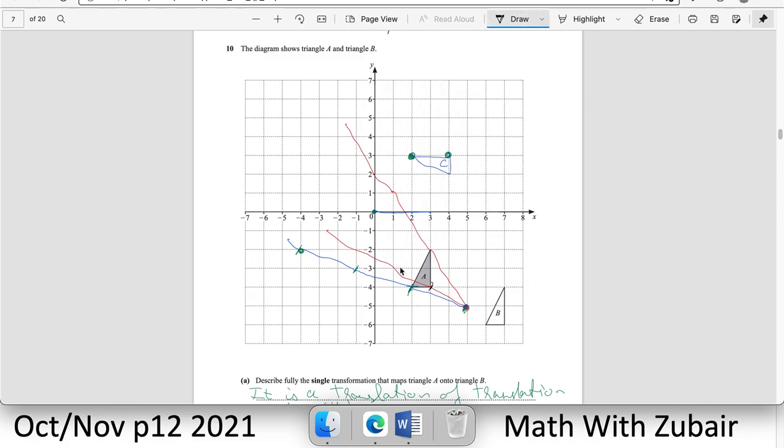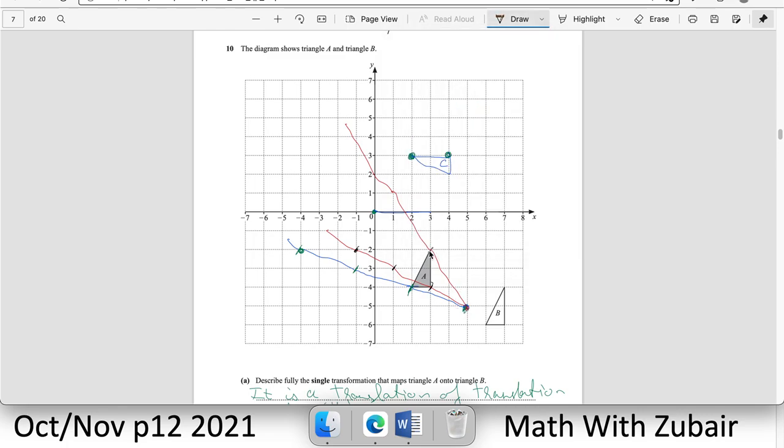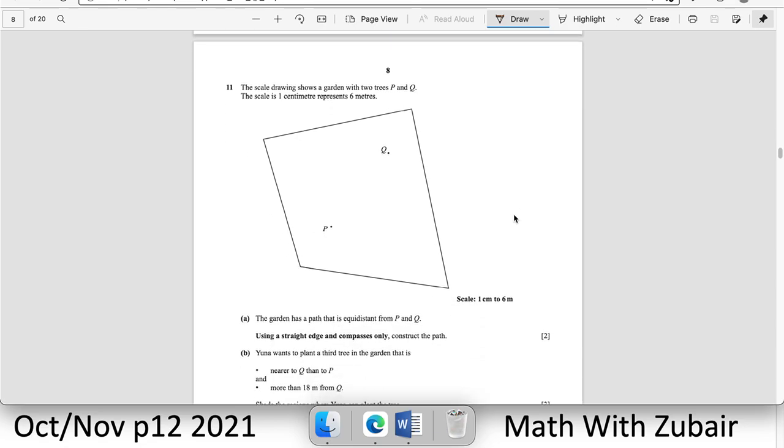This length is 1, this is 2, this is 3. Repeat it with the third line: 1, 2 and 3. So this is an enlargement of triangle A with a scale factor of positive 3, making triangle D.